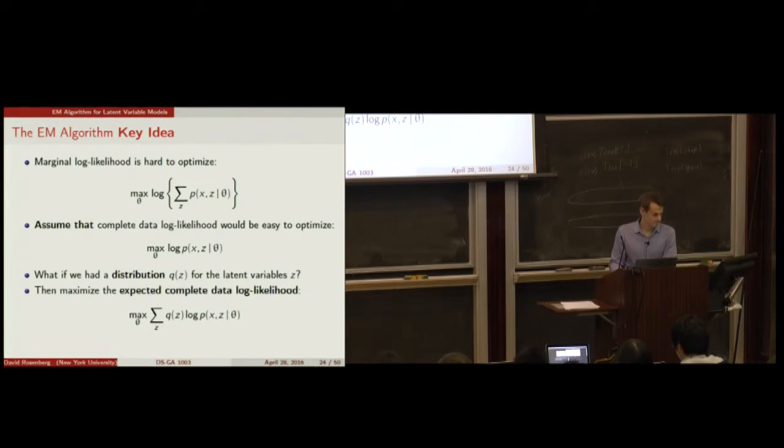How do you come up with Q? Any guesses? It should be a distribution on z that seems like a plausible distribution for z, given what we've observed about x. It's a pretty natural one, actually.